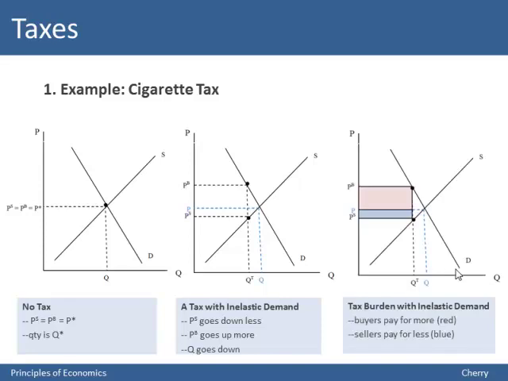Now, if you look at it and shade in the area, just to clarify, the red shaded area represents the tax revenue that the buyers contribute. And the blue area represents the tax revenue that the sellers contribute. So you can see that the buyers end up paying a larger proportion of the tax revenue.